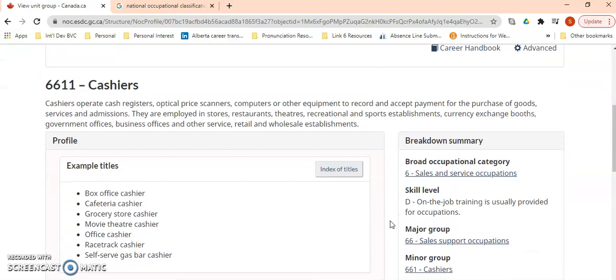So it defines the cashier position, which means it tells you exactly what they do, right? They operate cash registers, okay, price scanners, optical price scanners. So this is important vocabulary for you, right? Computers and other equipment to record and accept payment for the purchase of goods, services, and admissions. So you might want to use one of these sentences as a bullet point in your resume to describe what you've done if you've worked at Superstore in the past or a store in the past. This language will help you.